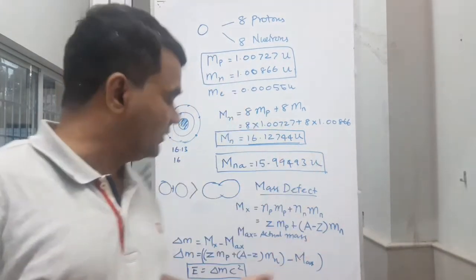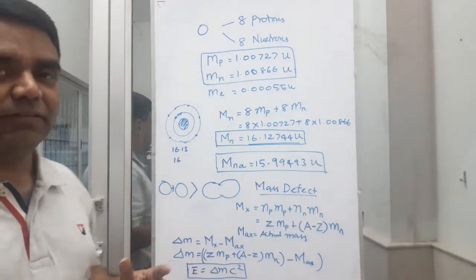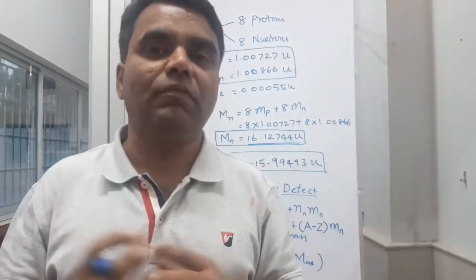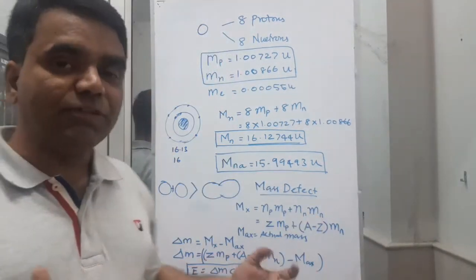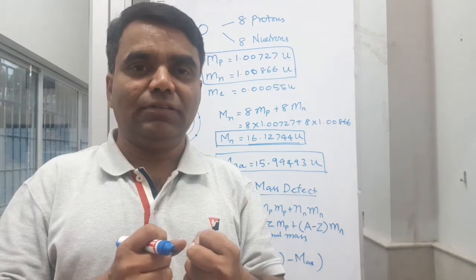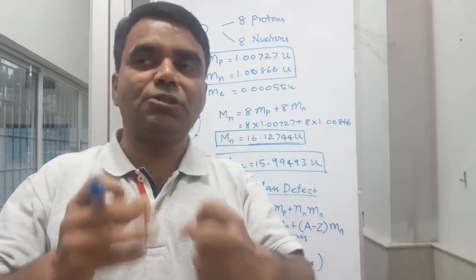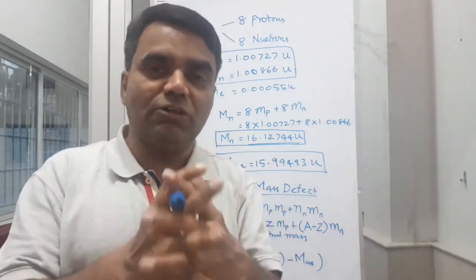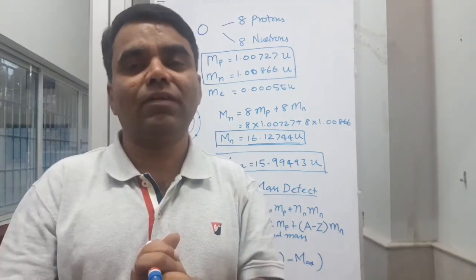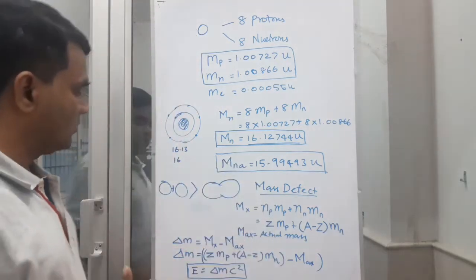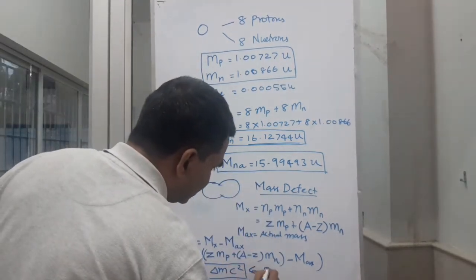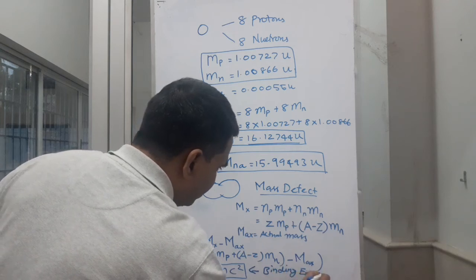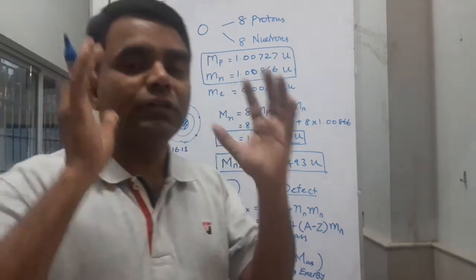This energy, this delta m c squared, is called the binding energy of the nucleus or the atom, because this is the energy which is required to be released to bind the nucleons into the nucleus. So this is called the binding energy. This is the binding energy of the nucleus.